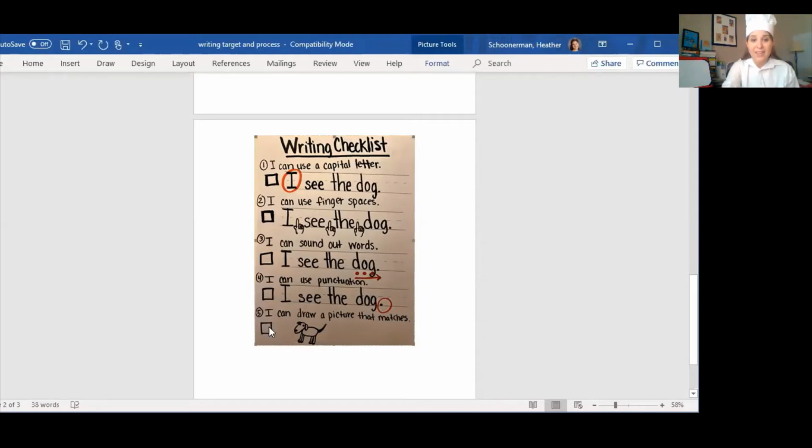The last part is, I can draw a picture that matches. So whenever we're writing, when we draw the picture, the words should match. Whatever we write should match our picture.